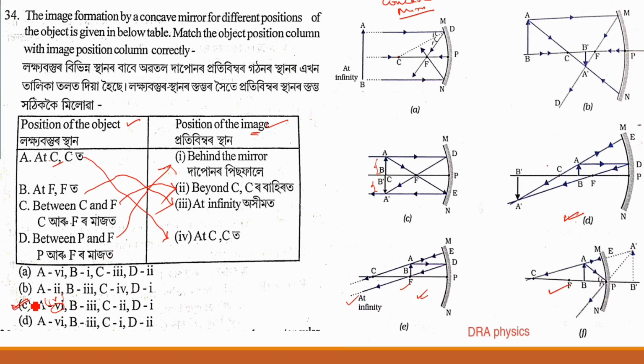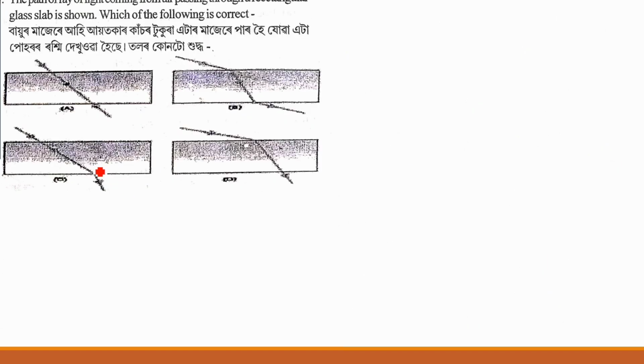So students can analyze this question with this diagram. This diagram is the image representation from a concave mirror, so you can easily find out the correct match. We'll proceed with the next question. Our next question is the path of a ray. Students, you can see here the path of a ray of light coming from air passing through a rectangular glass slab is shown below. Which of the following is correct? Option A, option B, option C, option D.